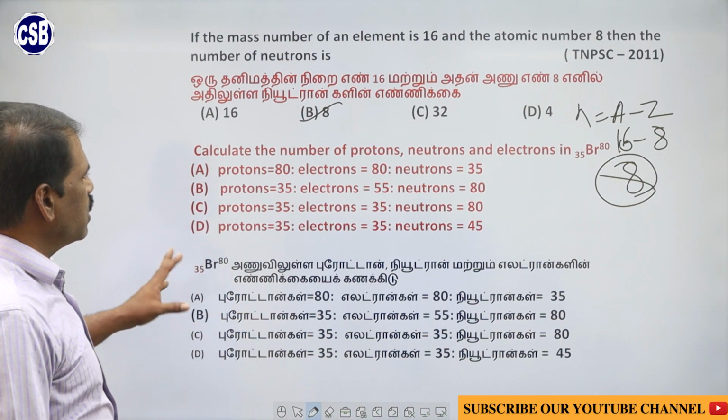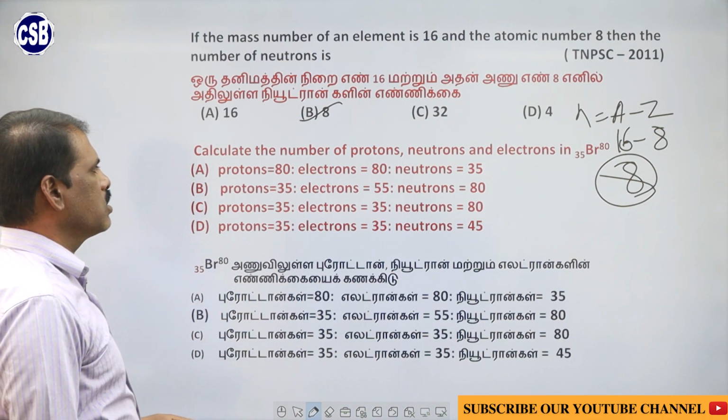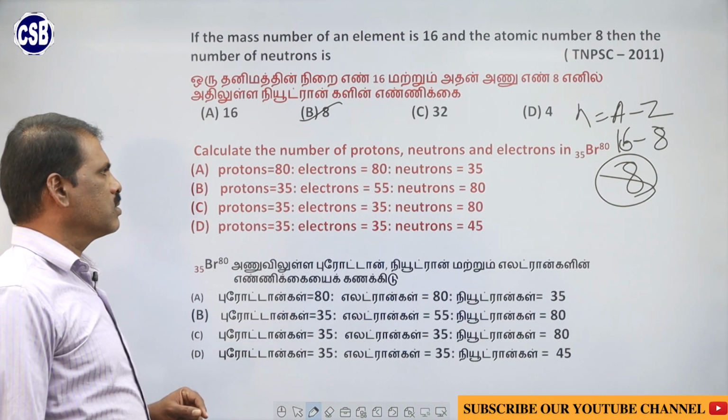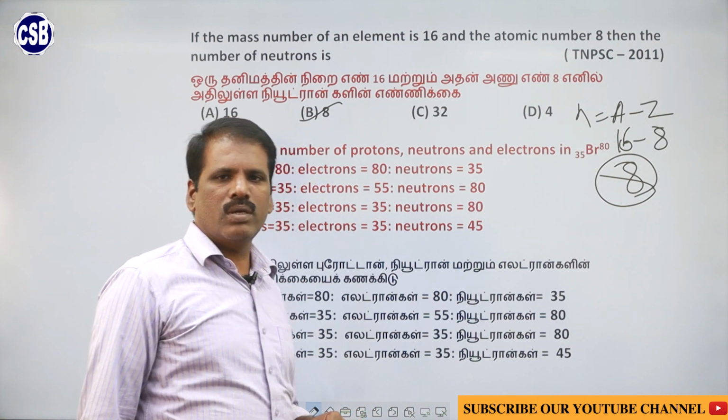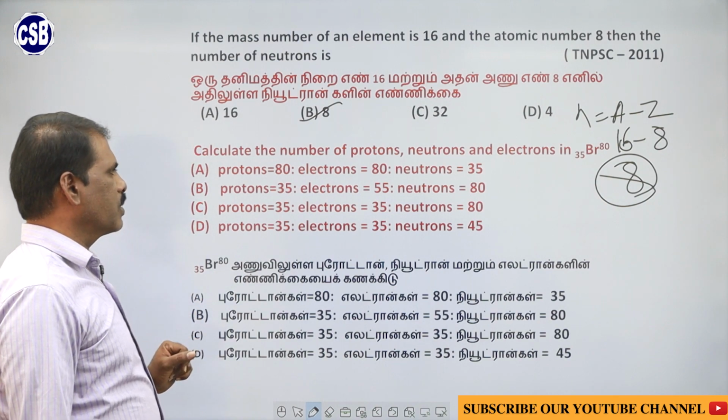In the second question, calculate the number of protons, neutrons and electrons in bromine 80.